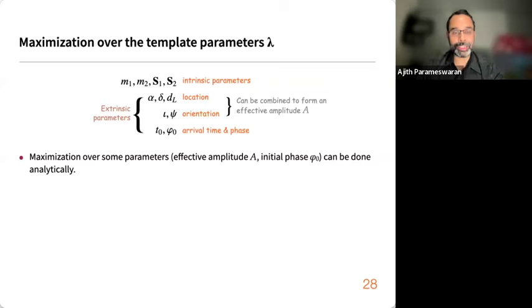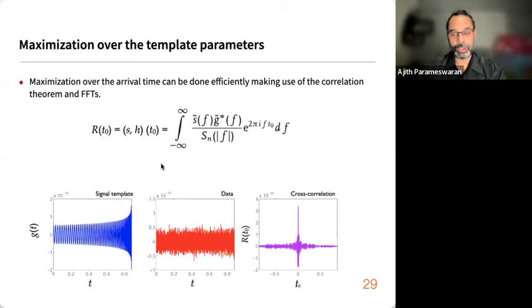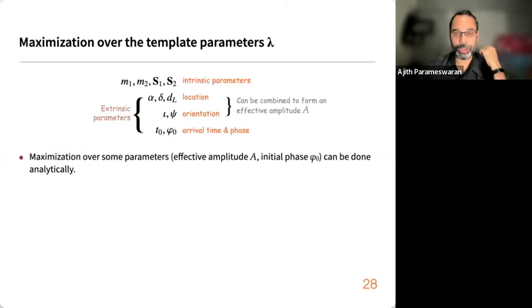And it turns out that there are some clever tricks that one can use to maximize the likelihood over certain parameters. For example, to maximize your likelihood over the distance and orientation angles, one could write all these angles in terms of two effective parameters: an effective amplitude of the signal and an effective phase. And there is a nice way of maximizing your signal-to-noise ratio, or your likelihood, over these two parameters.